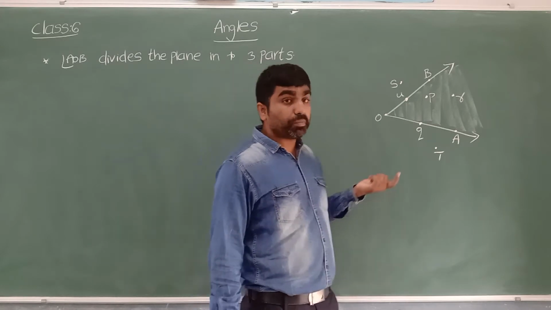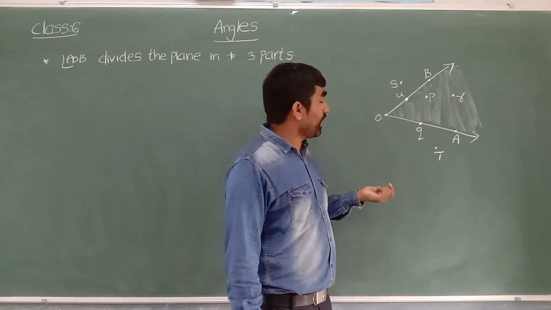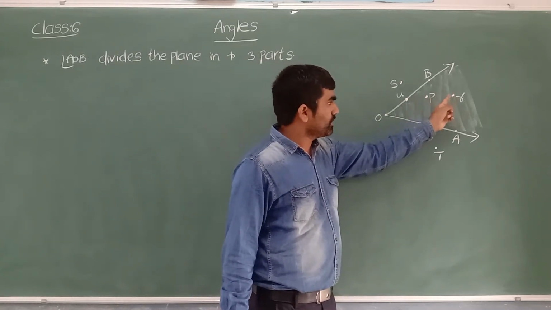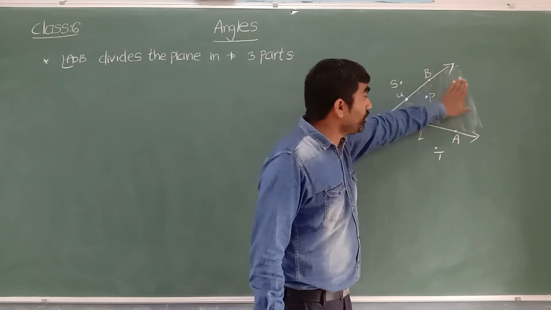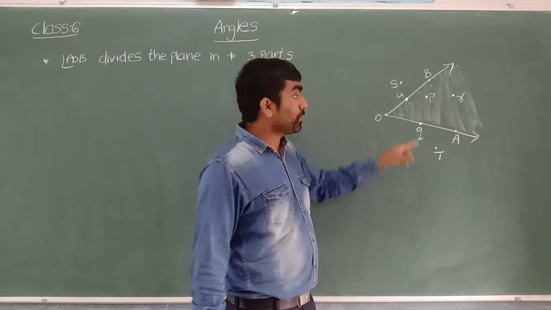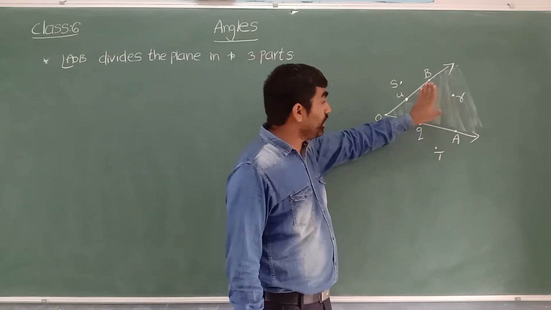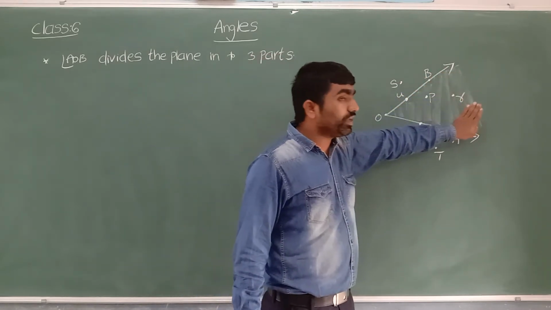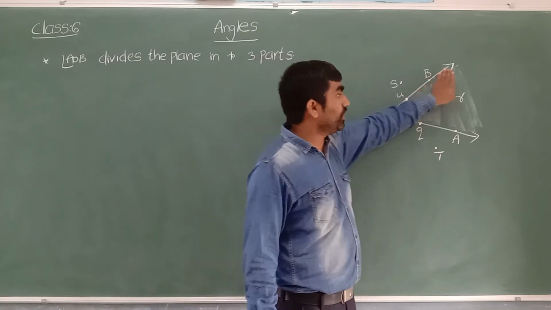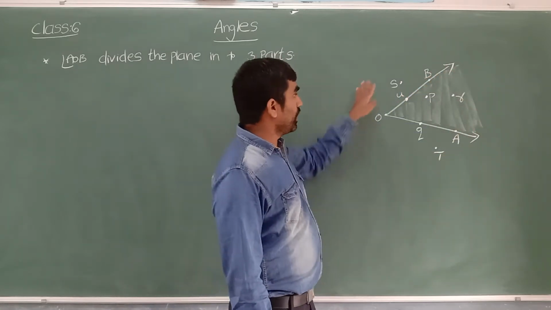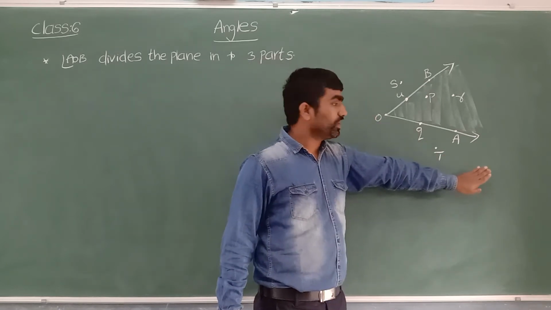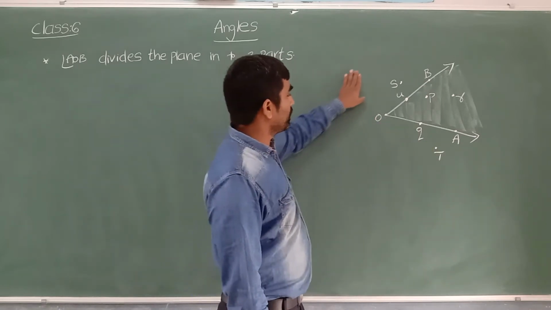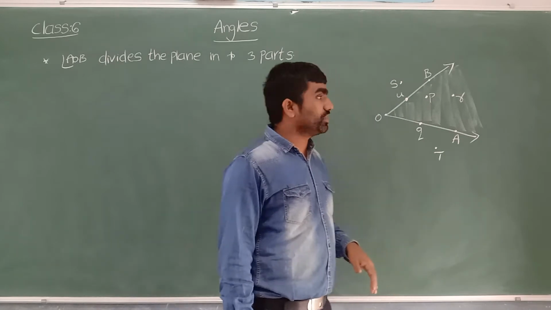Now tell me what points are there inside the angle. P and R. Sir, P and R are the two points which are inside angle AOB. The points which are inside angle AOB are nothing but interior points. And whatever points are outside the angle are called exterior points.